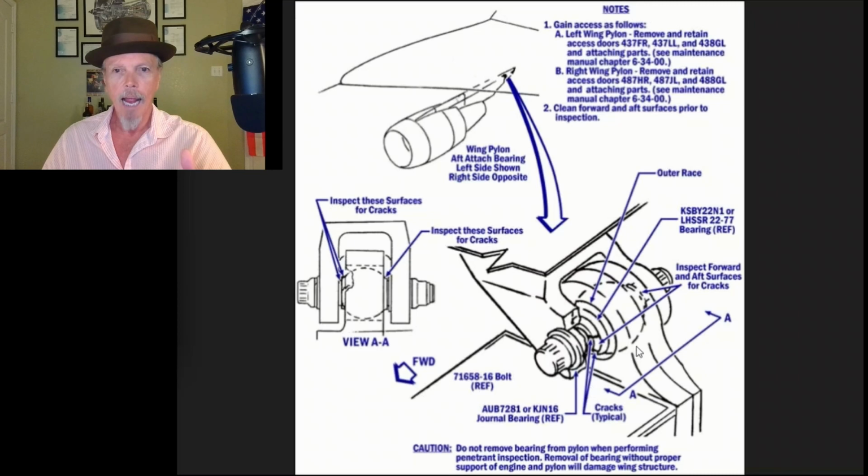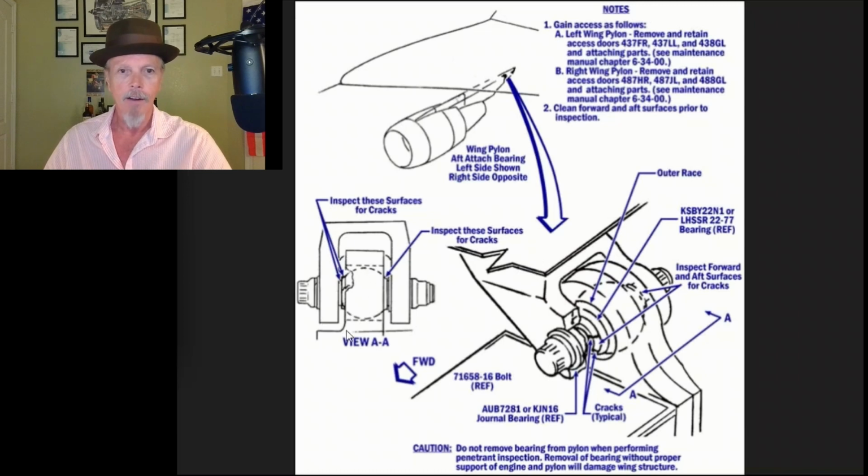So here we have the aft bulkhead. This is where the flange is down here. You've got the bolt that goes through. You've got the bearing, inner race and bearing, and the spherical bearing is here. So they have to take this bolt out. This is going to drop down out of this clevis, which is attached to the bottom of the wing.